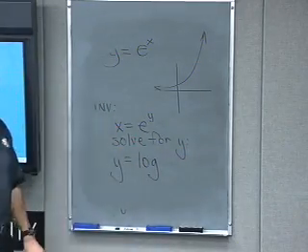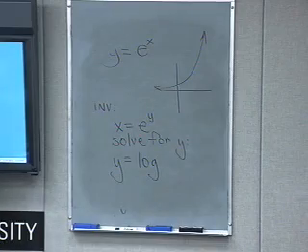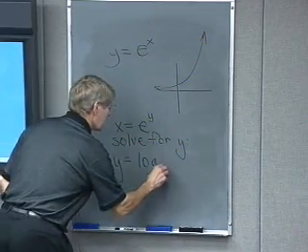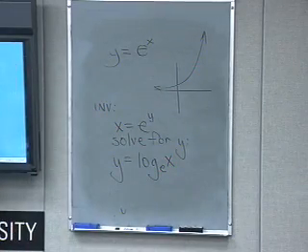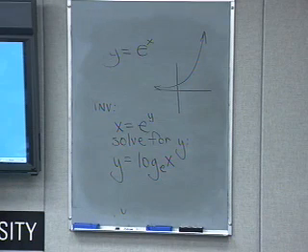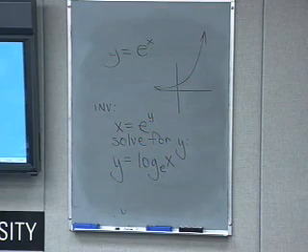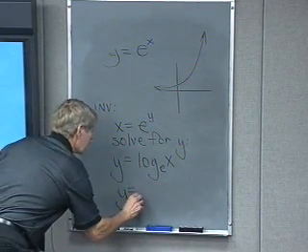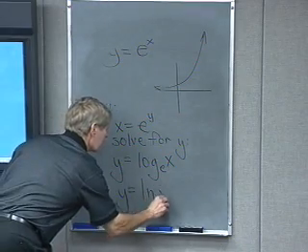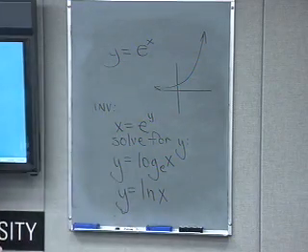Y is the log, y is the power, y is the exponent to which e is raised to get x. Does that look right? Now, it probably doesn't look right, does it? Let's adjust it a little bit because of the nature of this base. How do you normally see that statement? ln, right? So y is the natural log of x.